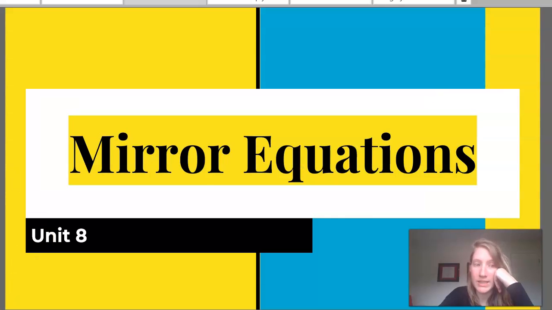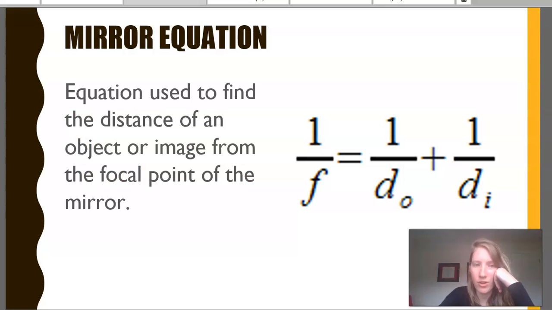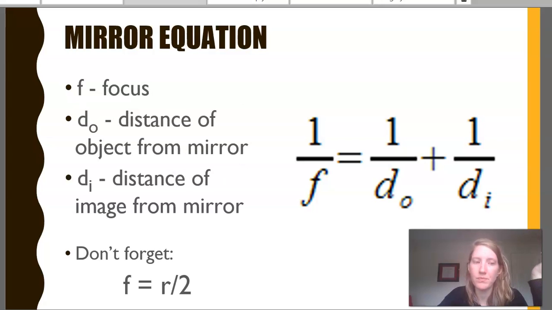Okay, mirror equations. This is the equation that we're going to use if I were to give you a distance of an object in front of a certain type of mirror, and if I were to tell you how big the radius of the mirror was or the focal point, you are able to tell me where the image is. All right? So it's 1 over F is equal to 1 over DO plus 1 over DI.